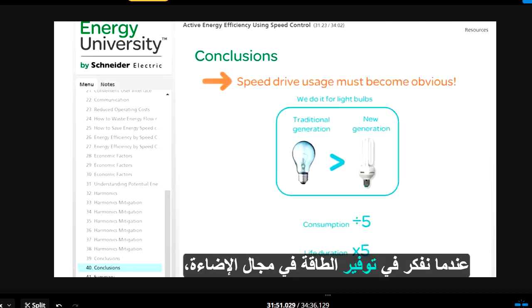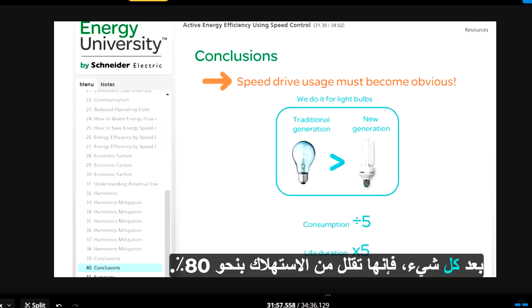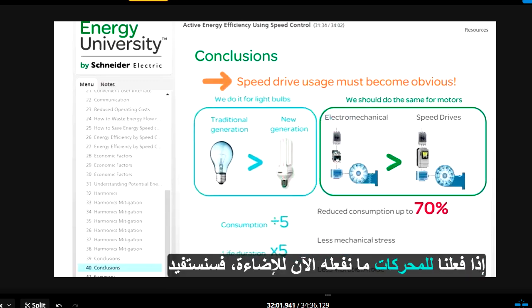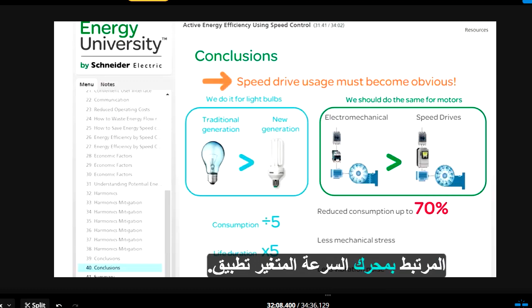When we think of saving energy in the area of lighting, we naturally think of the new generation of energy-efficient bulbs. After all, they reduce consumption by around 80%. If we did for motors what we now do for lighting, we would capitalize on the savings of up to 70% associated with variable speed drive implementation.